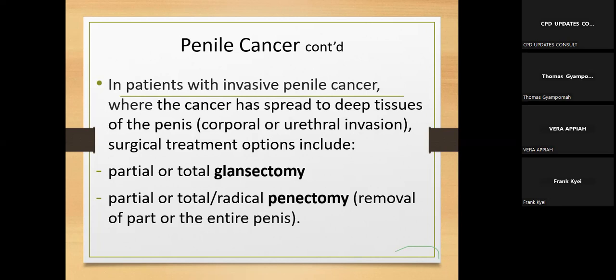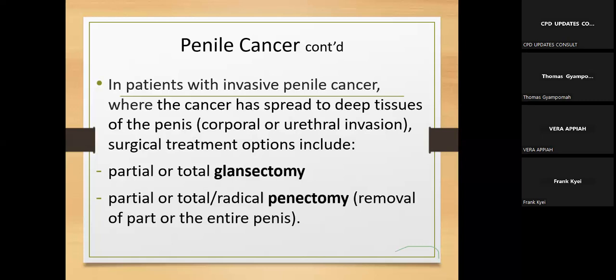If it's total, it means that the entire glans, the entire head of the penis, is removed. You also have partial or total or radical. Remember, total or radical is the same thing. When you say total or radical, it means the entire organ. And now penectomy, of course, is removal of the penis. So the entire penis will be removed.